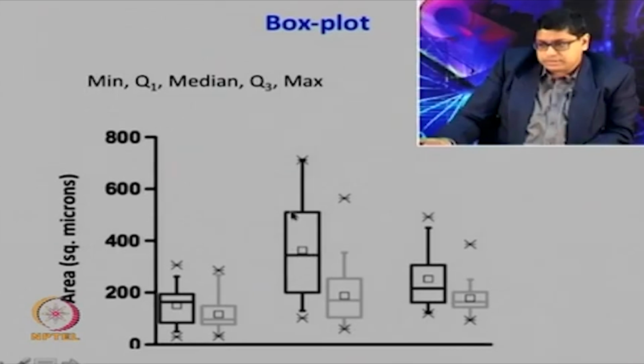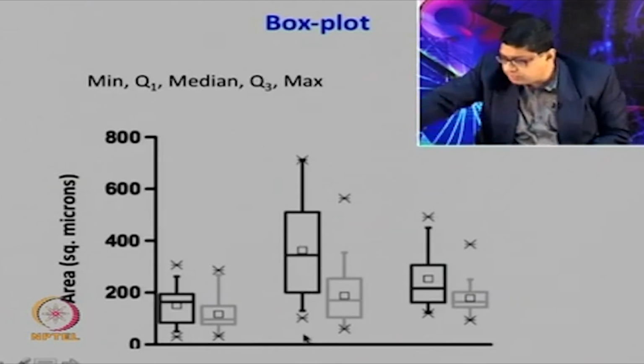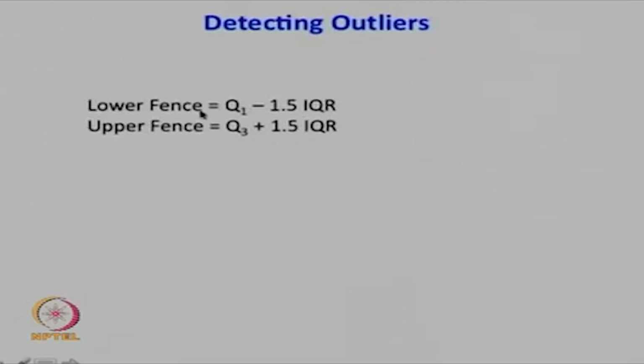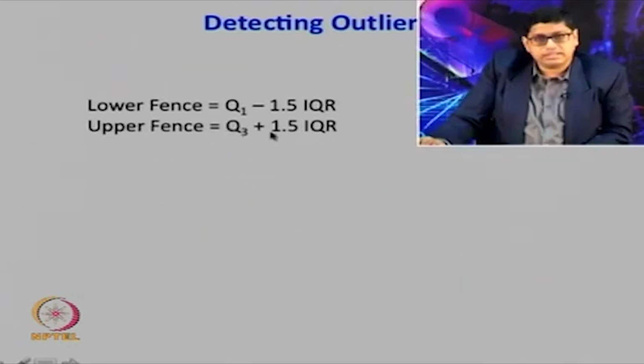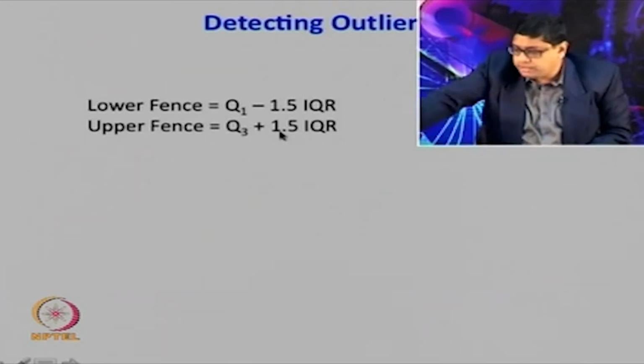This is your maximum, and this is your 75th percentile, so the third quartile. This is your first quartile. First quartile, median, third quartile, this is the maximum and this is the minimum. But what you can see is these error bars do not always extend to the maximum or the minimum, because you calculate what is called the lower fence, defined as Q1 minus 1.5 times the interquartile range, and the upper fence, defined as Q3 plus 1.5 times the interquartile range.